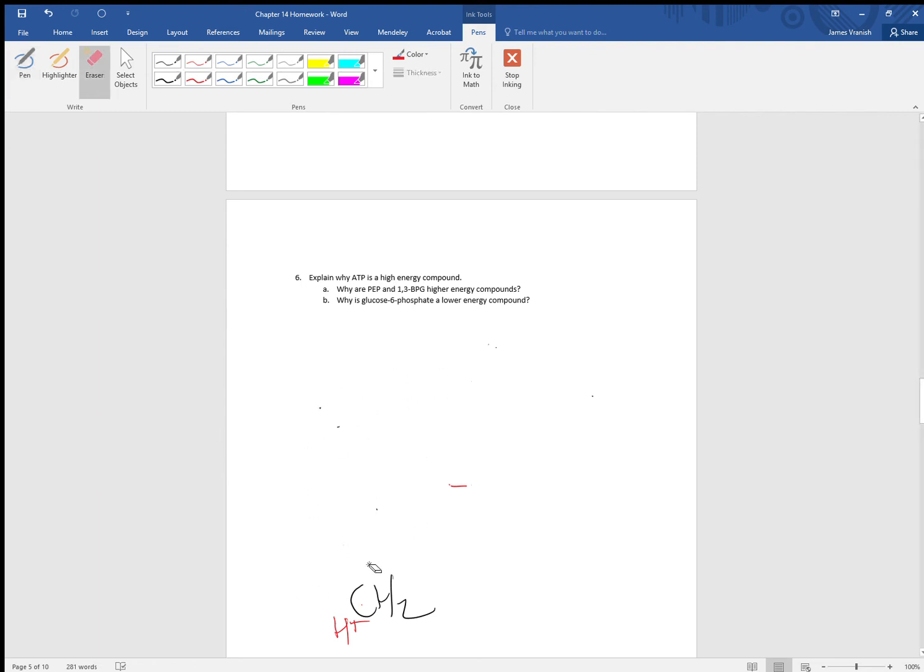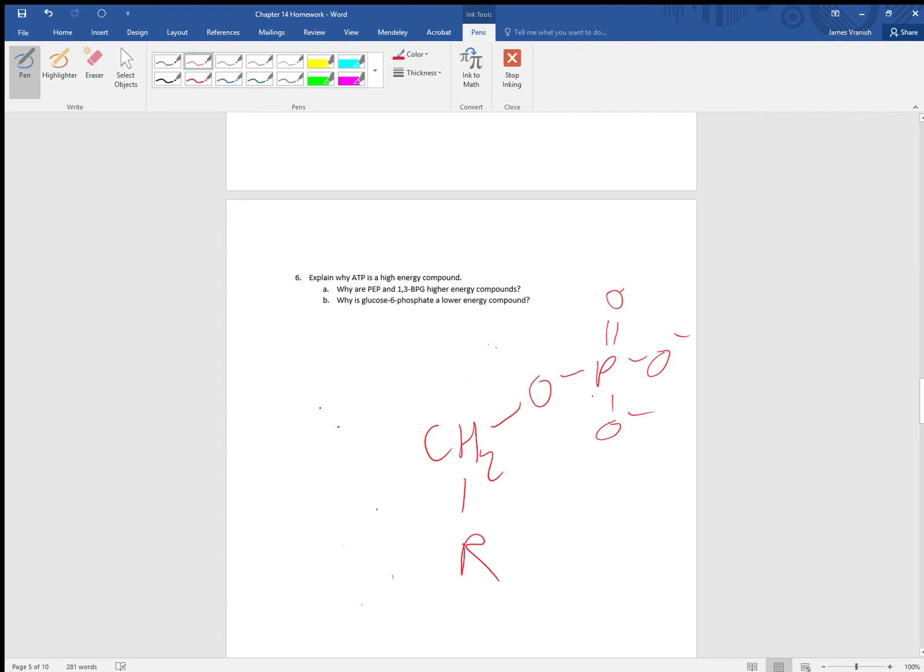Now, the last question here has to deal with glucose 6-phosphate. Why doesn't it have as much energy as ATP? Well, let's look at where the phosphate is on glucose 6-phosphate. All right, well, to start with, let's think about what we've got here. Let me draw these.